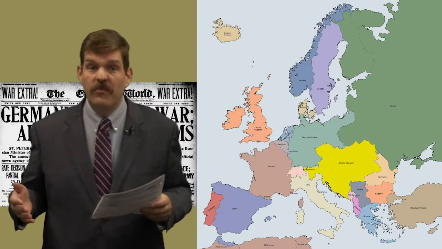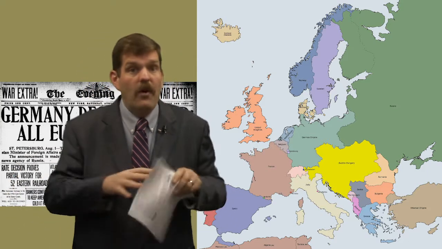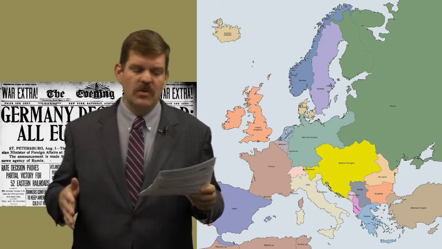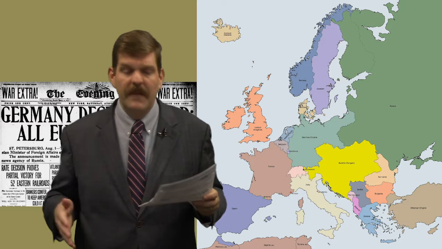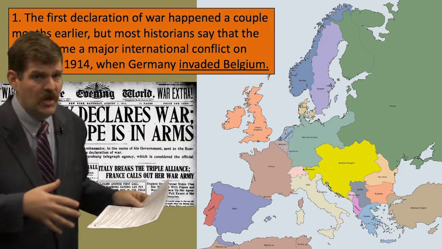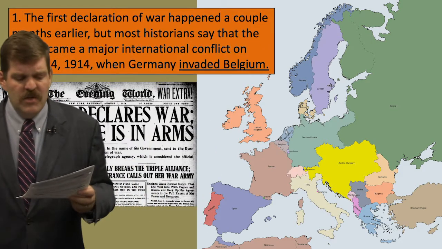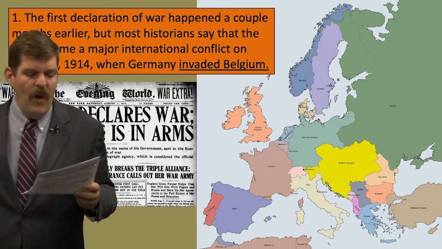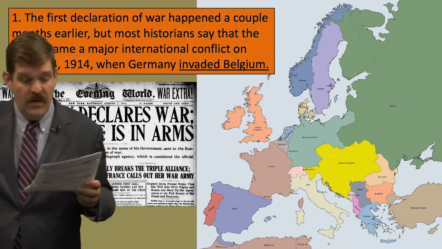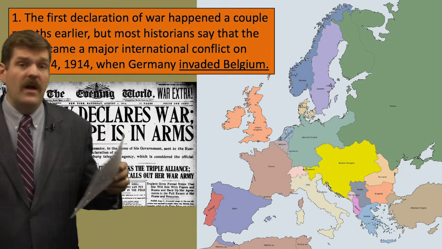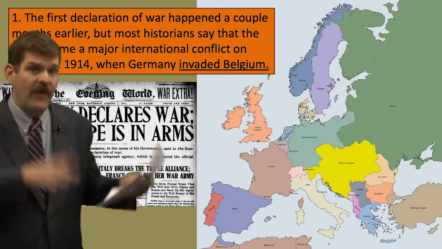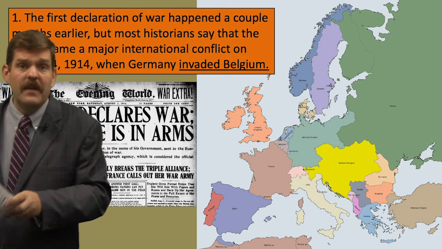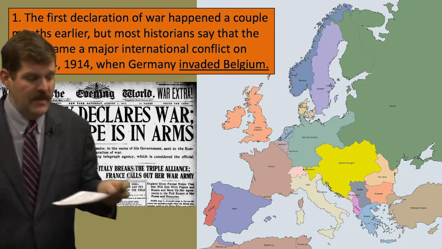The first declaration of war had actually happened a couple of months before most of the fighting got started, but most historians think that the war became a major international conflict on August 4th of 1914. That's when Germany invaded Belgium on their way to attack France. The Germans planned on fighting two fronts at the same time, to hold off Russia in the east while advancing west to attack France. They figured that France would fall easily, and once they had taken France, they would turn their eyes to fight Russia. They figured Russia would be a much harder battle, but that Russia would mobilize slower, and the first attack then is to France.